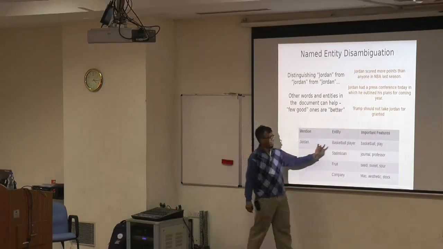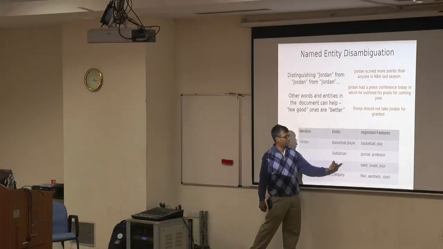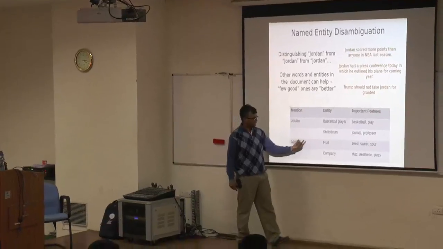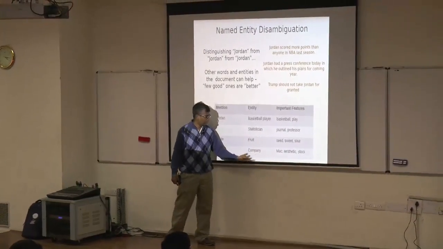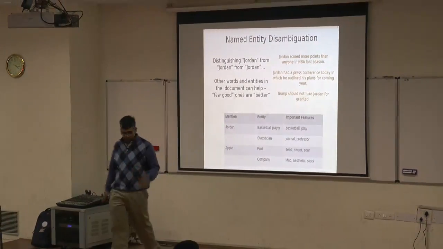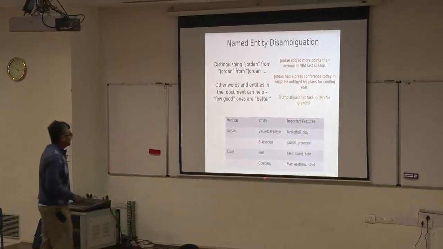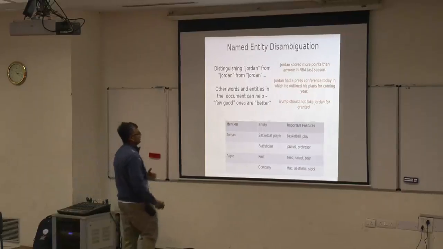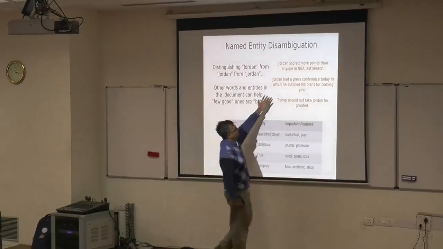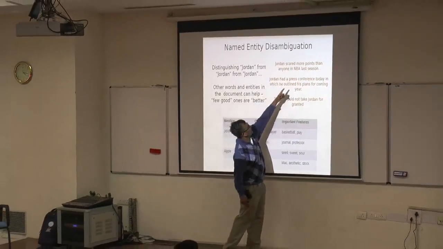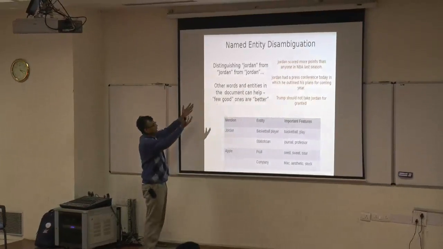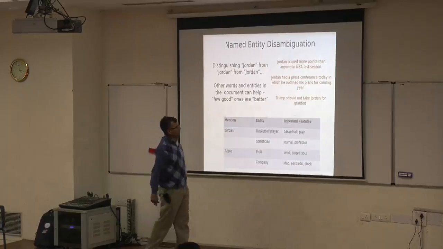Now, given this, I have to say: is this Jordan the basketball player or the country? Given the appearance of apple in a sentence, is this apple the fruit, is this apple the company, or is it something else, or is it the Big Apple, New York City? As you might guess, one obvious intuition is to look at the other entities in this text. Here it says NBA, season. So therefore it's possibly Jordan the basketball player.